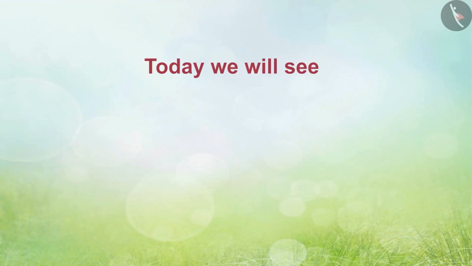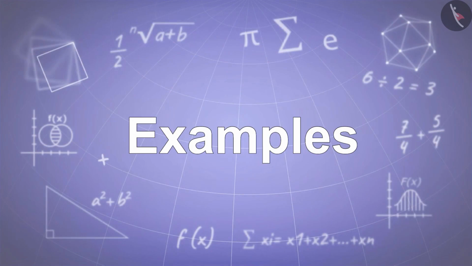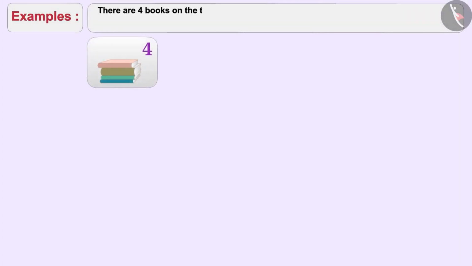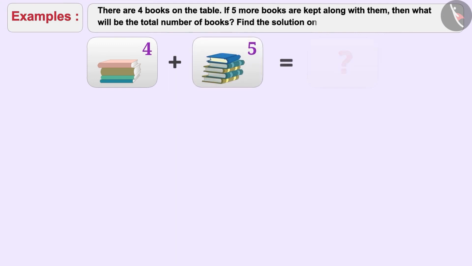Today we will see some examples related to the following mathematical operations of whole numbers on the number line: addition, subtraction, multiplication. There are 4 books on the table. If 5 more books are kept along with them, then what will be the total number of books? Find the solution on the number line.